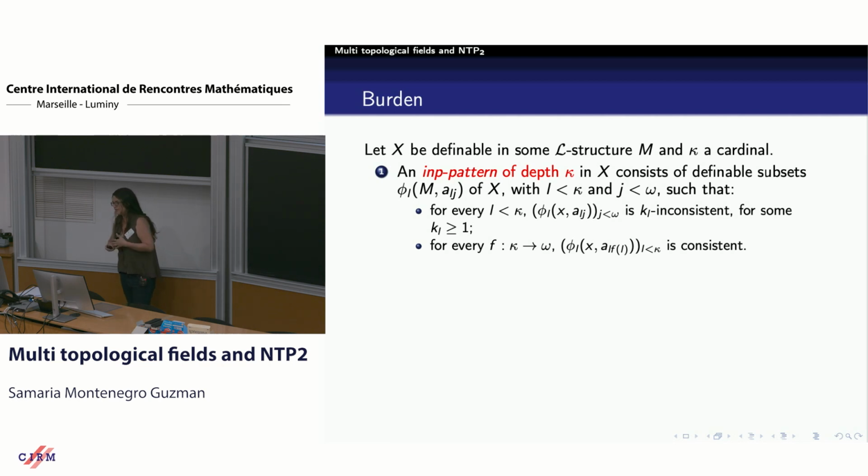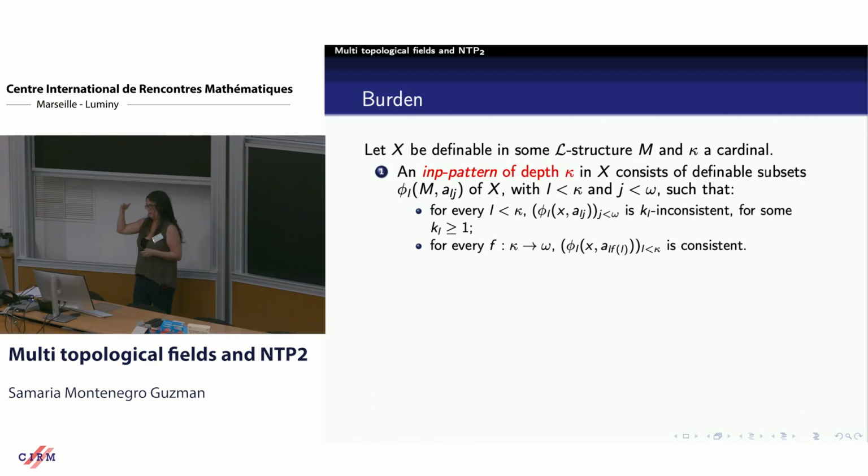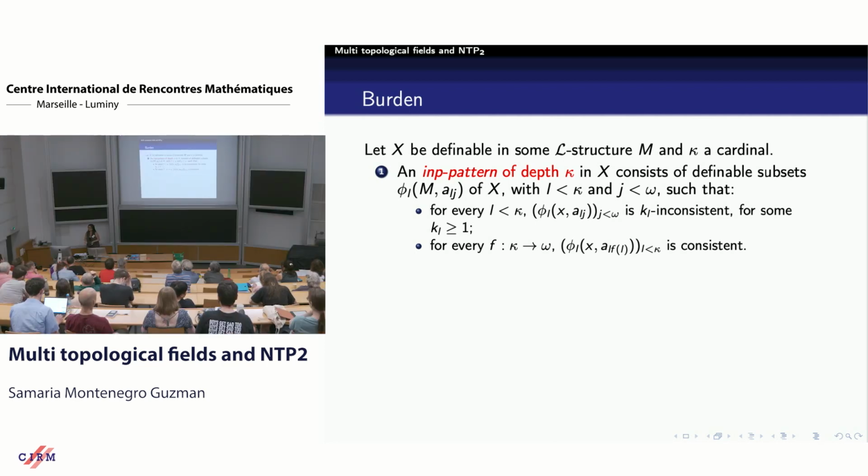And just to remind you, an ict-pattern of depth kappa in some definable sets will be a set of formulas phi_L, with L indexed by kappa, and remember that the depth is kappa. So a set of definable subsets phi_L of M, A_{L,G}, with L indexed by kappa and G over omega, such that, the idea is, you have different formulas for each line. How many lines do you have? You have kappa, and you have k_L-inconsistency in each line, where the k_L can be different in each line if you want, but you will have consistency along each path, okay? The same idea as NTP2 if you want.